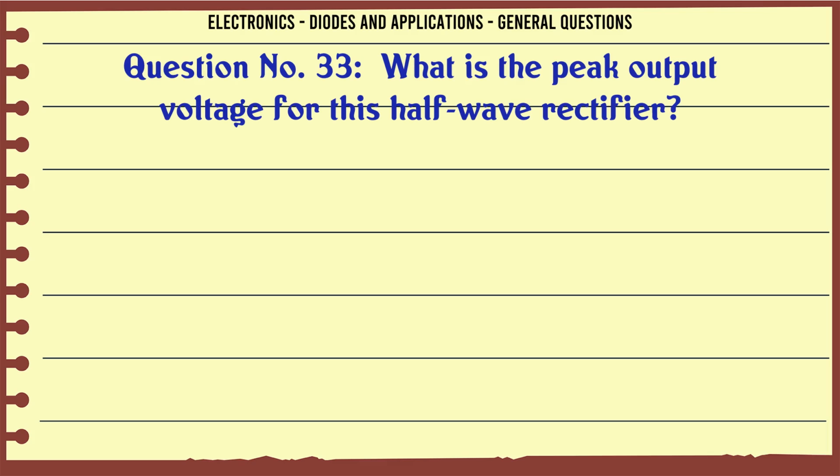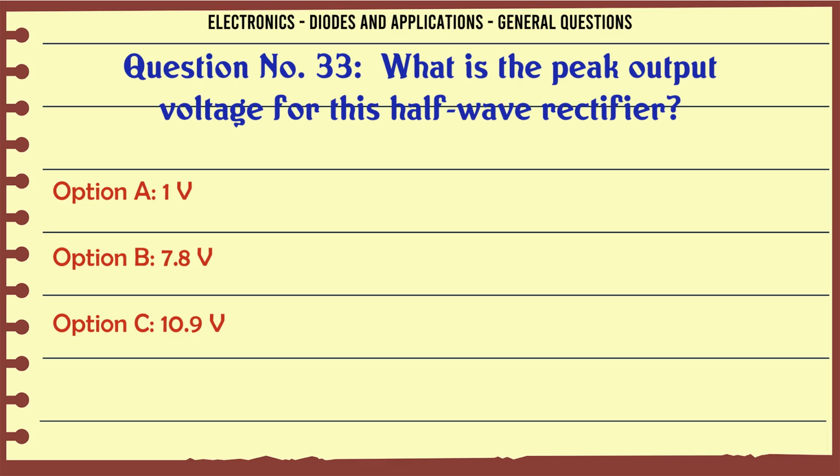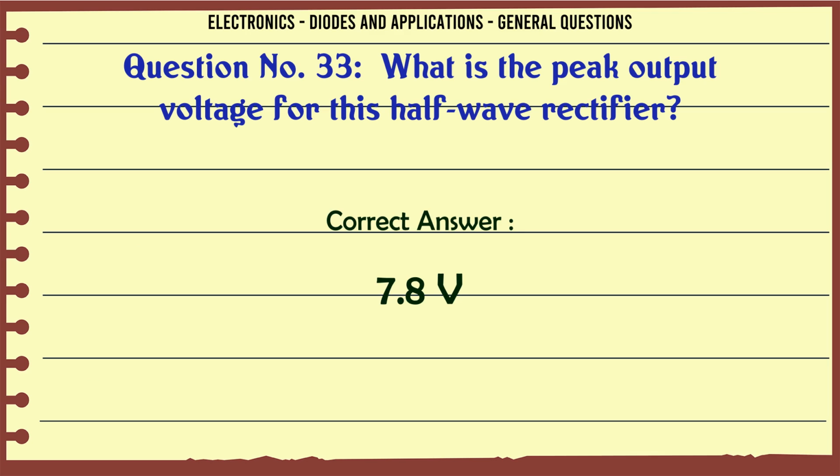What is the peak output voltage for this half-wave rectifier? A. 1V, B. 7.8V, C. 10.9V, D. 15.6V. The correct answer is 7.8V.